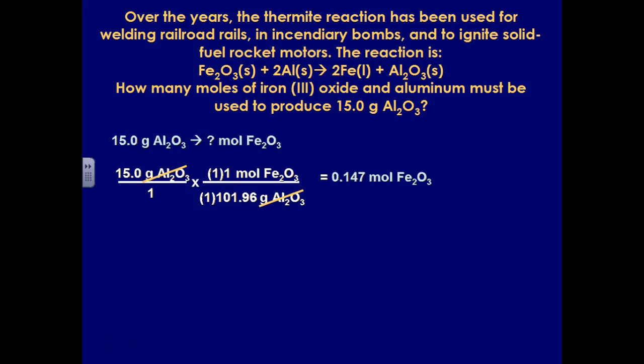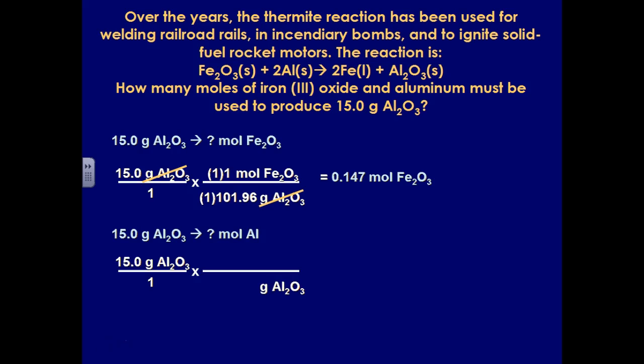I would do the same thing now with aluminum. I'm going to figure out how much aluminum I would need to make 15 grams of aluminum oxide. So I start again with what I'm given. This first part's going to look exactly the same. I want to cancel out the grams of aluminum oxide, so I put it on the bottom. I want to find moles of aluminum, so those go in my numerator. And now I use molar mass again for grams.